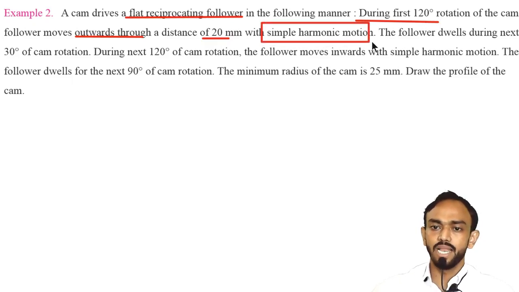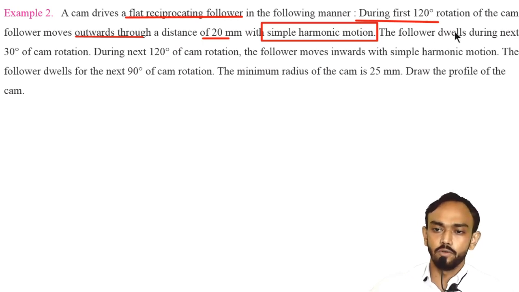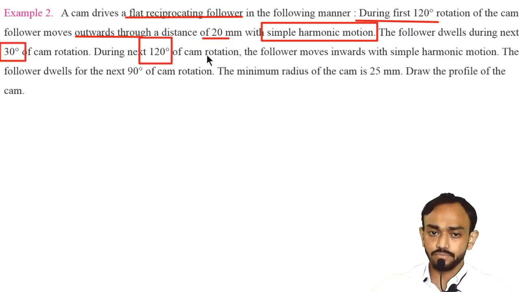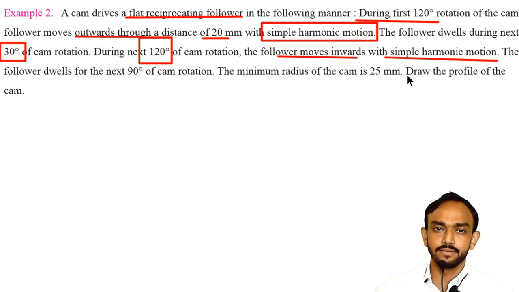With simple harmonic motion, our displacement diagram will be as per simple harmonic motion for the rise. The follower dwells during the next 30 degrees, so theta 2 is 30. During the next 120 degrees, the follower moves in the inward direction with simple harmonic motion. So for both rise and return, the SHM method is applied for the displacement diagram.